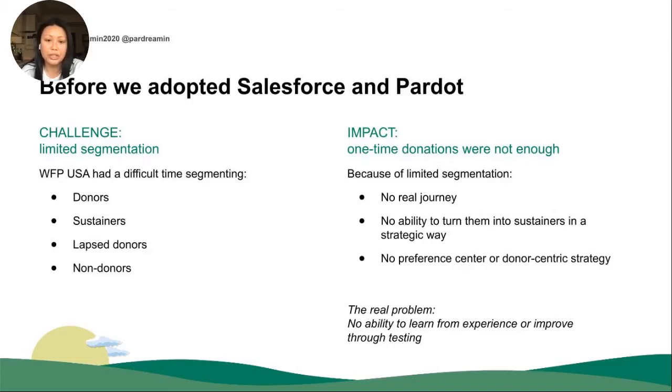And so, like I said before, we had no real journey. A really big part of our strategy is upgrading existing sustainers to a larger donation or getting one-time donors to commit to a monthly donation. And then the other thing is we had no preference center. So if folks unsubscribed, we kind of lost them forever. There was no way for them to pause emails or just kind of self-select which kind of emails they would get.